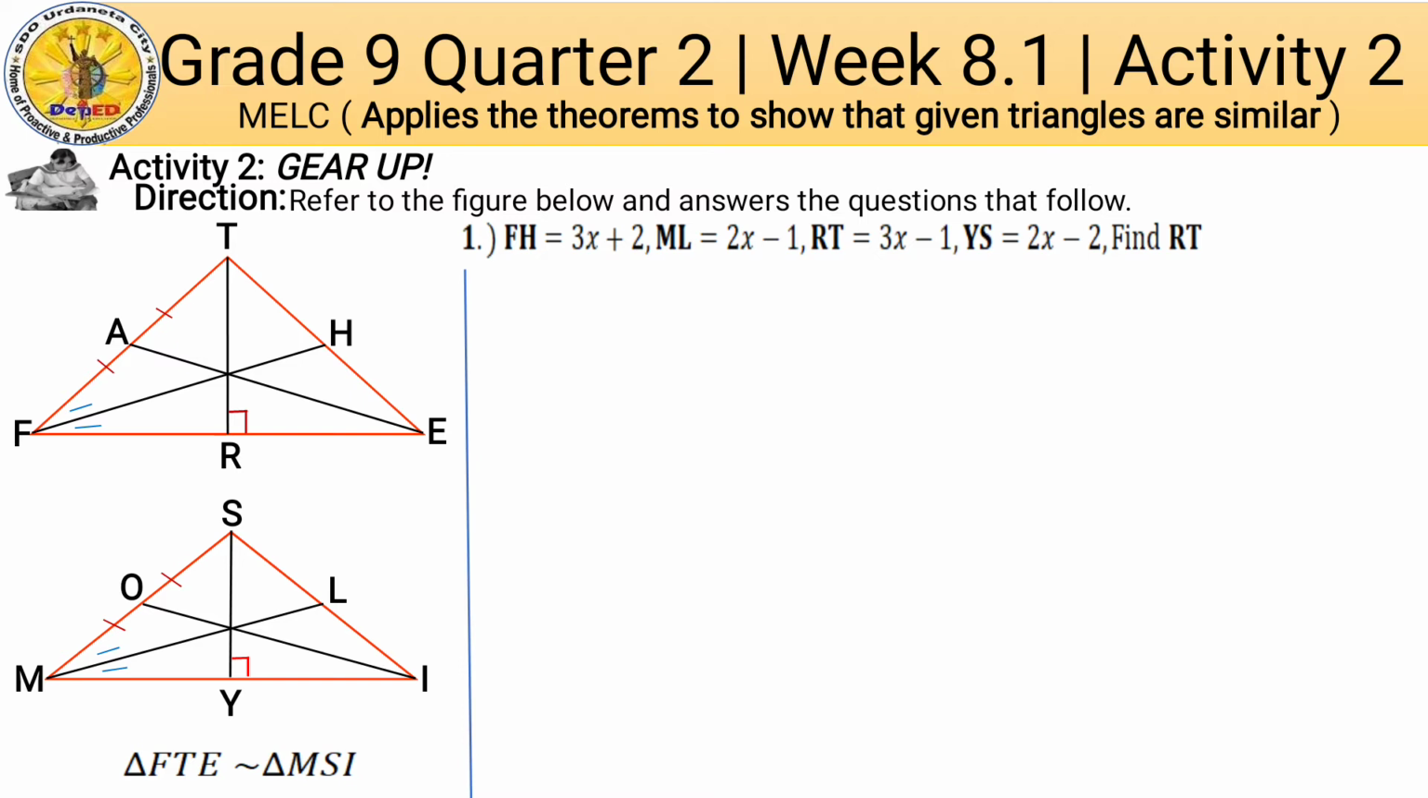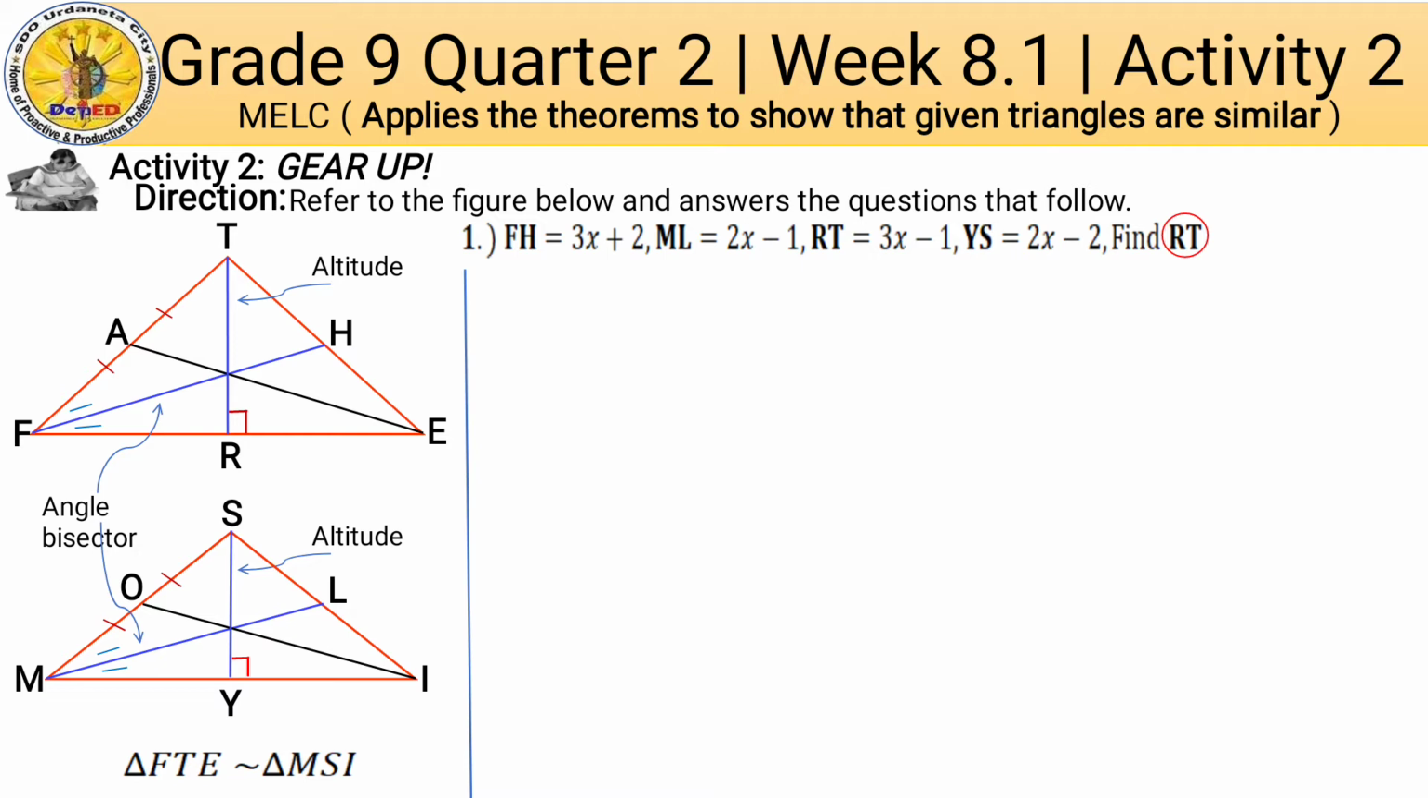The given are the length of the angle bisectors and the length of the altitudes. Namely, FH equals 3x plus 2, ML equals 2x minus 1, RT equals 3x minus 1, and YS equals 2x minus 2. As you can see, these given segments are represented by a variable, and we are required to find the value of RT.